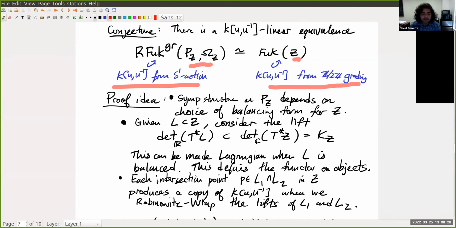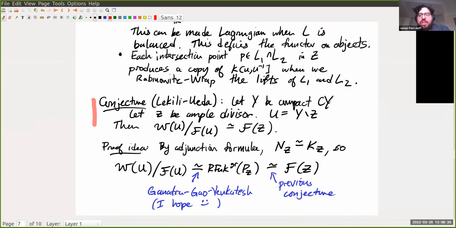But the thing is, for the Kili-Ueda conjecture, you kind of want Z to be sitting at infinity. Yeah, that's why I was asking. You want Z to be sitting at infinity, whereas in the other one, the way it's set up, it seems like Z is sitting at 0. Well, something to resolve.